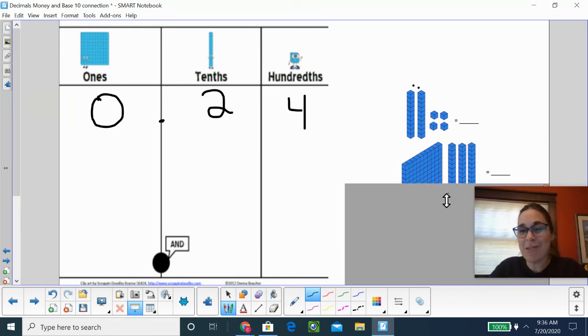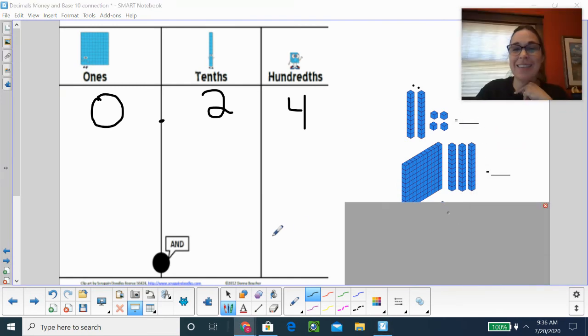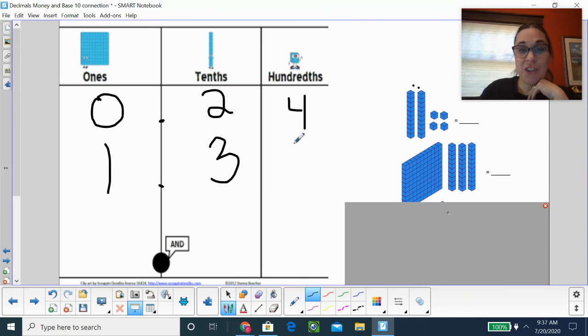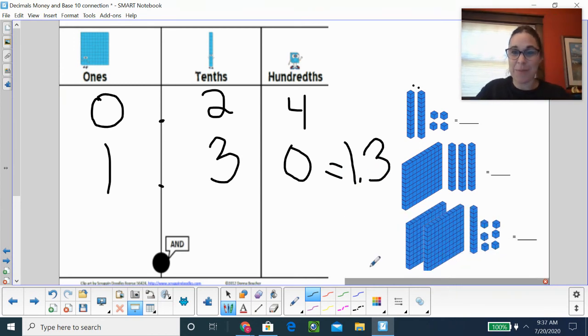Don't worry about reading them correctly quite yet. We'll have lots of time tomorrow and in the next couple weeks to practice that. Here I have 1 whole, 3 tenths. I don't have any hundredths. Now, because of where we're at in the chart, I could leave it blank, or I could add a 0 here to show there are 0 hundredths. Both of these are correct and equal. Again, lots of time to explore that in the next couple weeks.